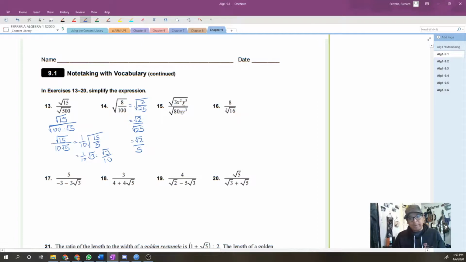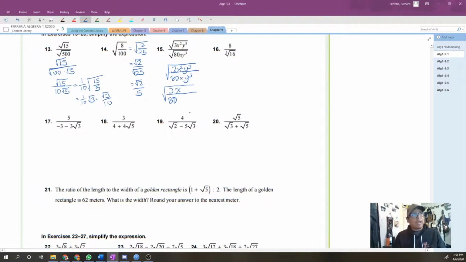Let's take a look at this next one. This looks pretty gnarly. Put everything inside the same radical and then simplify where you can. Does 3 divide into 80? I don't think so. But here I have an x squared and an x. That definitely simplifies. That just leaves me with an x on the numerator. And then the y cubed and the y cubed cancel out. So this is equivalent to radical 3x over 80.